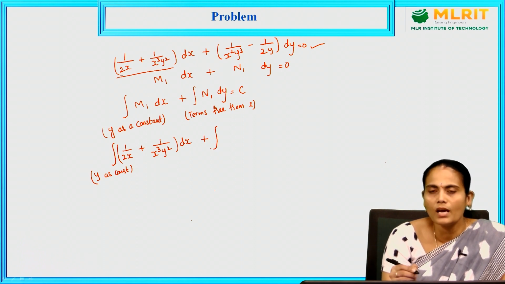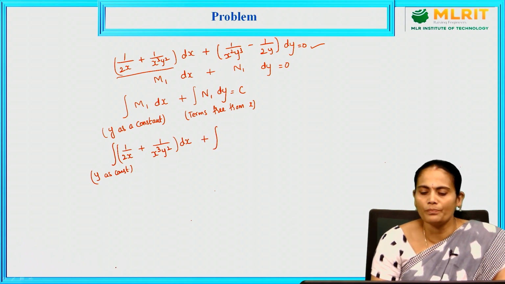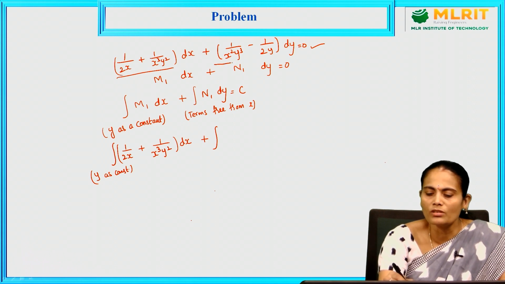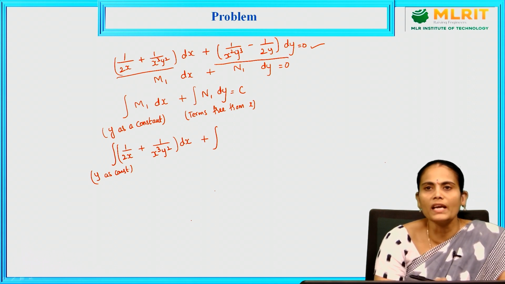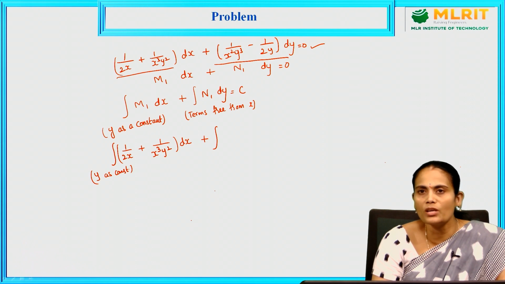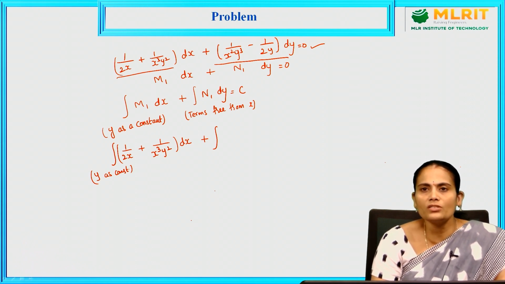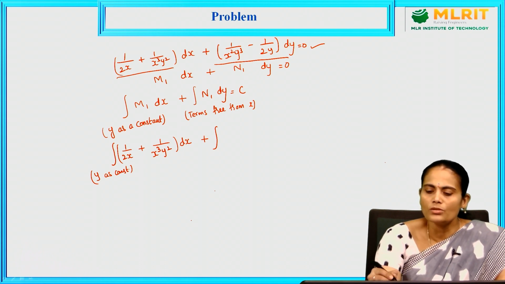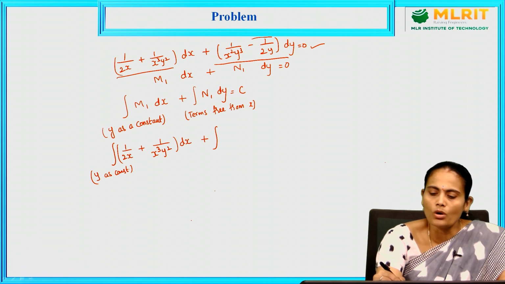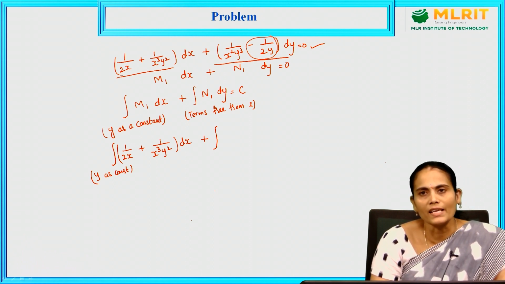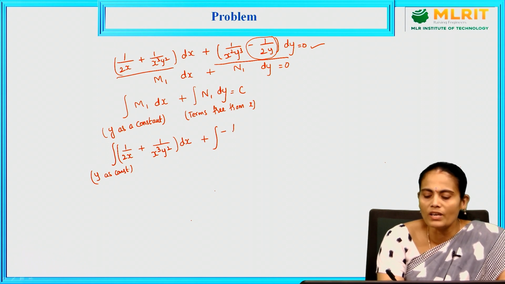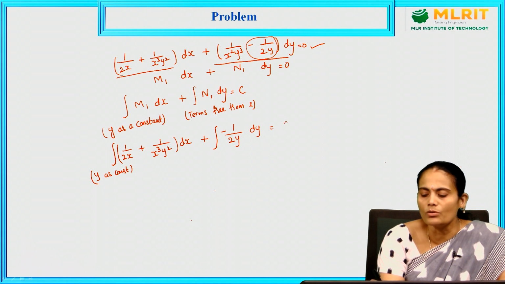Plus, and now we have to take the N1. So what is the N1 function? Here N1 is 1 by x square y cube minus 1 by 2y. Then what is the condition we have on N1? Only the terms which do not contain x you have to take. So in this N1, the only term is minus 1 by 2y, which does not contain x. So here N1 is minus 1 by 2y dy is equal to c.